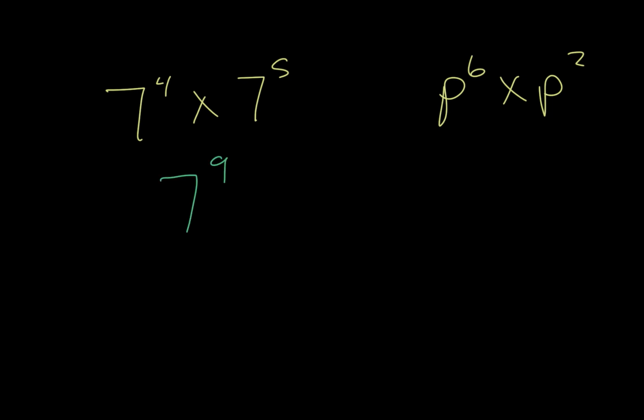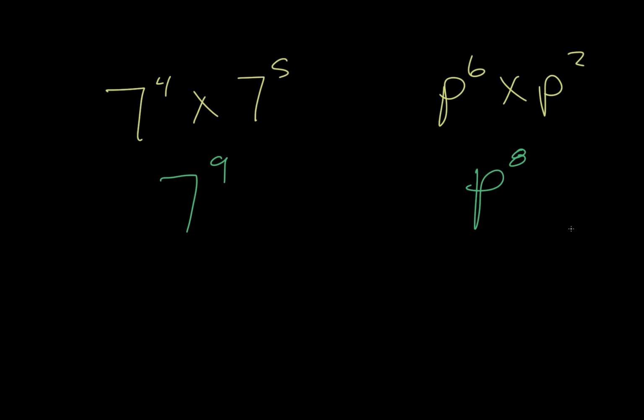This is 7 to the 4th times 7 to the 5th. And then we also have p to the 6th times p squared. So this is using that first rule, where if we have the same bases, we just add the exponents, and we do 7 to the 9th. Right here, we're going to also add the exponents, and we get p to the 8th.